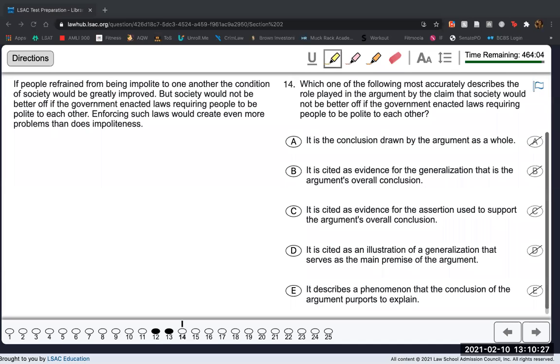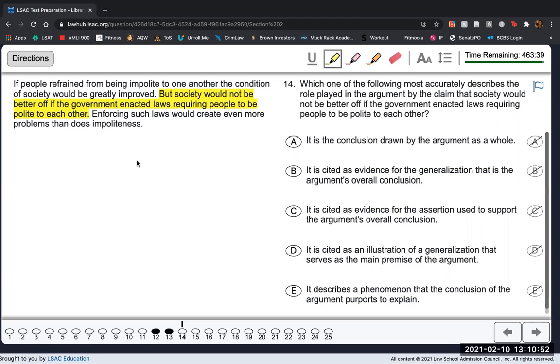This is PT75, section 1, the first logical reasoning section, question 14. We're asking, what is the role played by this claim in the argument? If we look at what they're talking about, we're looking at the claim that society would not be better off if the government enacted laws requiring people to be polite to each other.